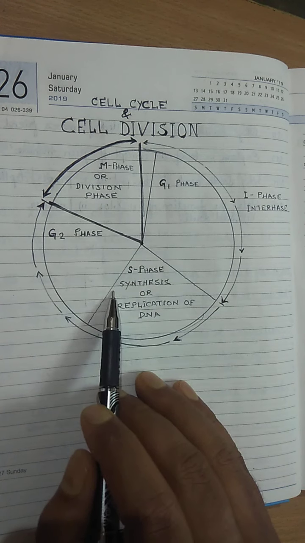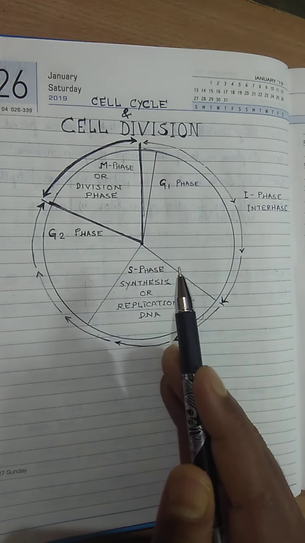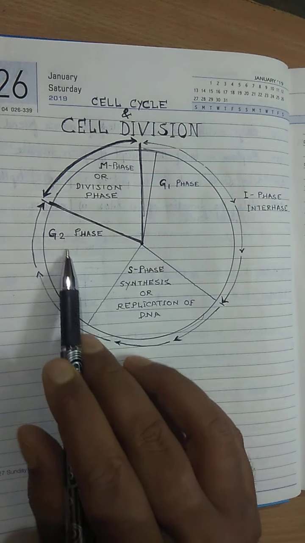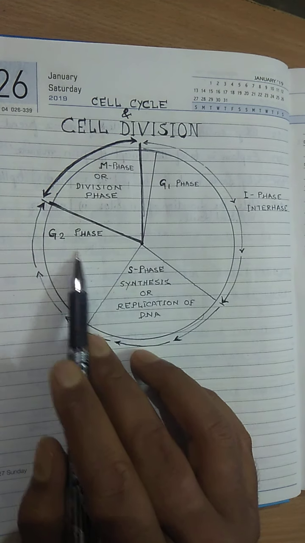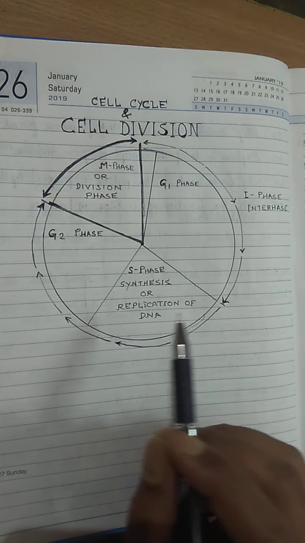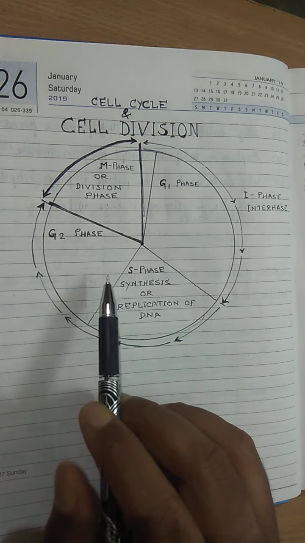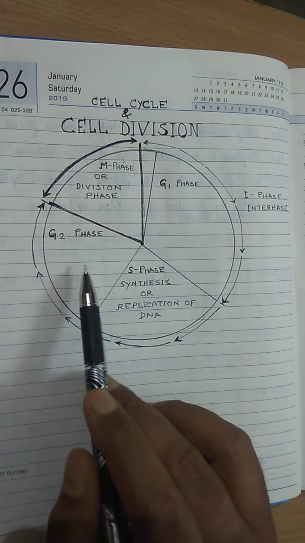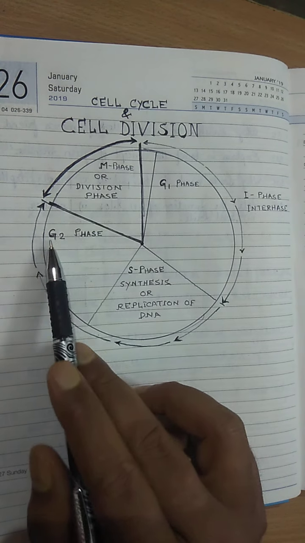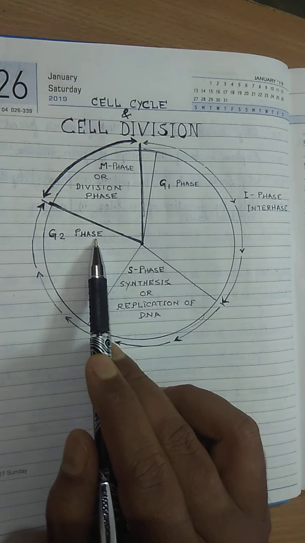After the S phase is over, that means after the DNA has got duplicated, the cell will once again enter into the second growth phase or the G2 phase, because during the synthesis phase, during the formation of DNA, lots of raw materials get used up. So the final growth, before the cell enters into the division state, will occur during the G2 phase. This is the second growth phase.